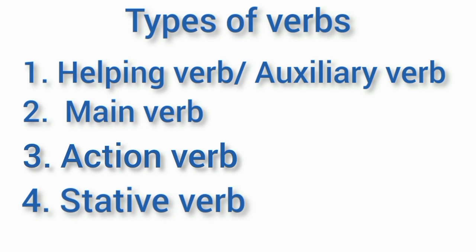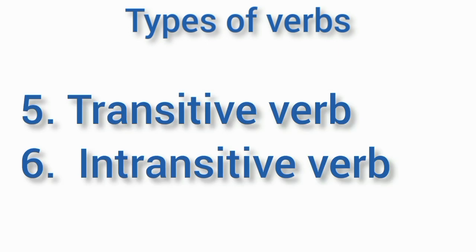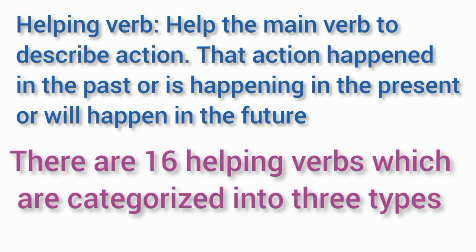Types of verbs: helping verb, auxiliary verb, main verb, action verb, stative verb, transitive verb, intransitive verb. Helping verbs help the main verb to describe that the action happened in the past, is happening in the present, or will happen in the future. There are 16 helping verbs which are categorized into 3 parts.